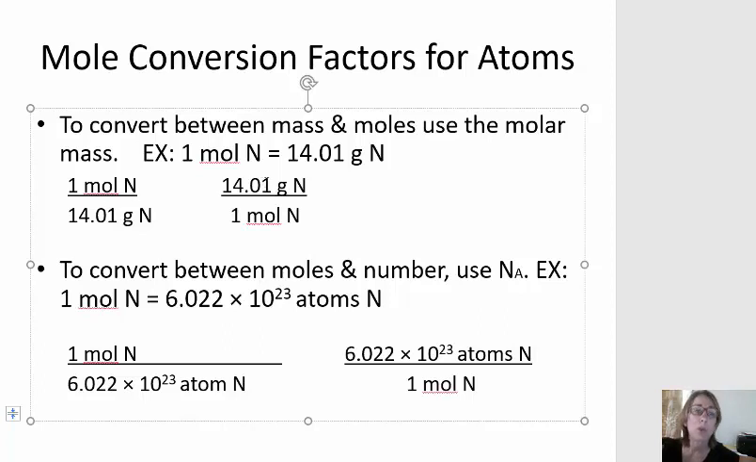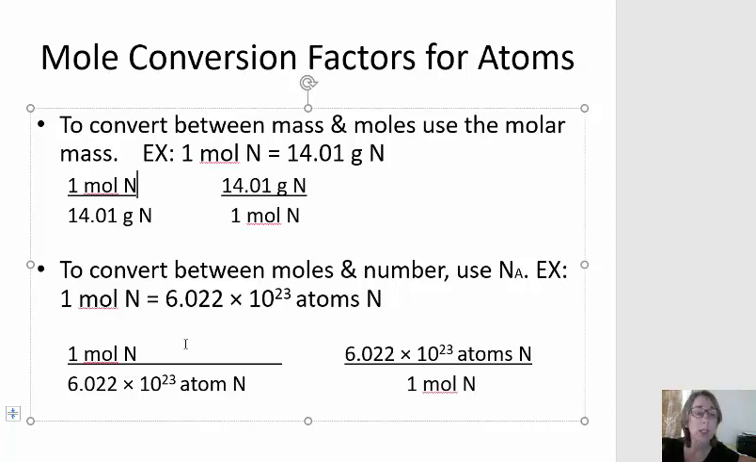Which one of these 2 conversion factors you use depends on what value you're beginning with and what value you want to end up with. For example, is the question giving you mass and you're trying to convert to moles, or is the question giving you moles and you're trying to convert to mass? So you want to set up these conversion factors so the unwanted units cancel out.